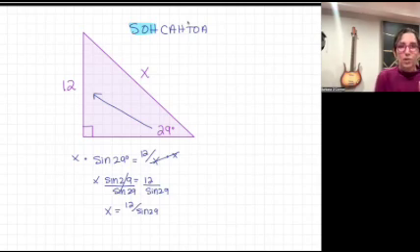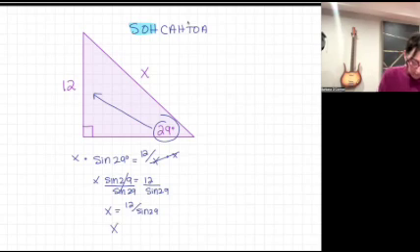So you have to make sure you're in degree mode because I'm using a 29-degree angle. And then I'm just going to do 12 divided by the sine of 29 degrees, and I get the answer of 24.8. So this unknown hypotenuse is 24.8.